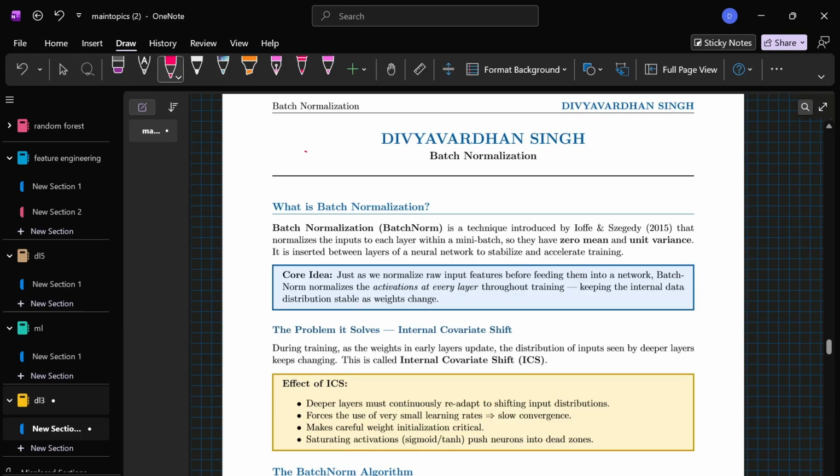Hello everyone. So today we are diving into one of the most important techniques in deep learning, that is batch normalization. If you have ever trained a neural network and felt like it was learning super slow, you have to be careful when you initialize your weights. Batch normalization is literally the fix for that. So let's break it down in a simple way.